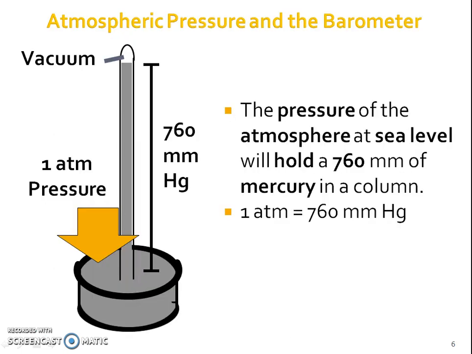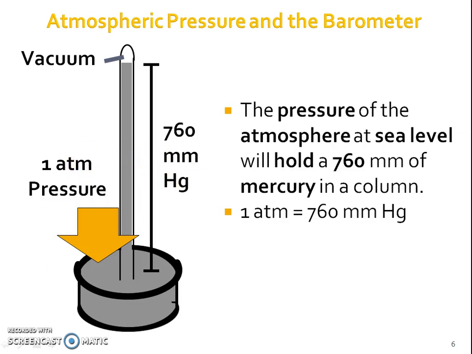A barometer is just a tool used to measure pressure. So here is an example of atmospheric pressure and the barometer. This gray stuff in here is really mercury, and that's where the unit mm, millimeters of mercury, comes from. So 1 atmospheric pressure actually equals 760 millimeters of mercury. The pressure of the atmosphere at sea level will hold 760 millimeters of mercury. That's what this tube is. It's holding 760 millimeters of mercury when there's 1 atmospheric pressure outside. So they equal each other.